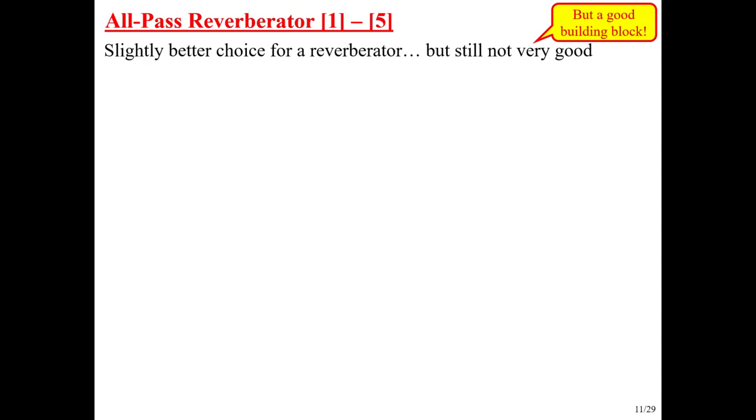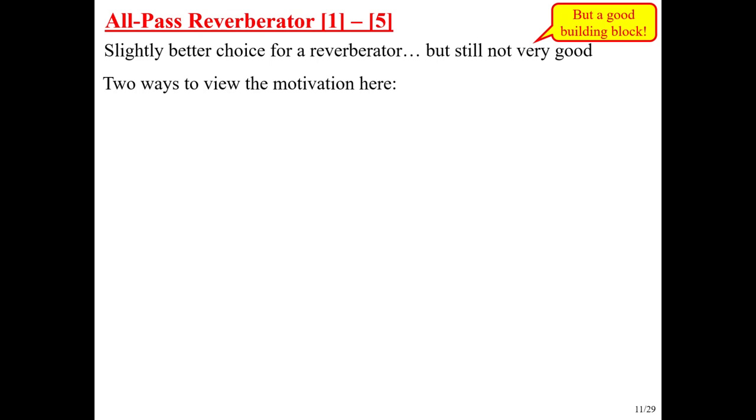Again, I don't know if he was really aware of the concept of an all-pass filter. That concept was around, but I don't think it was necessarily widely known at that point. Anyway, he discovered that this was a little bit better. It solved some of the problems, as we'll see, but still didn't solve them all, so still not good, but we'll see it makes a good building block.